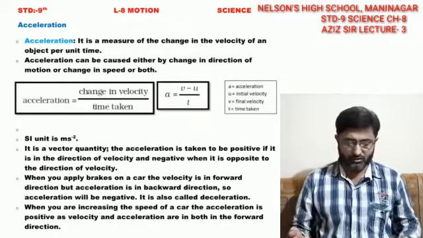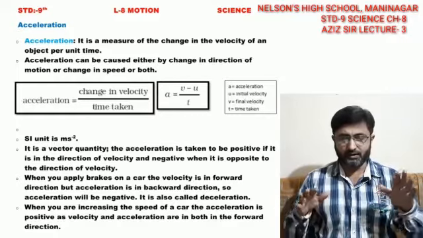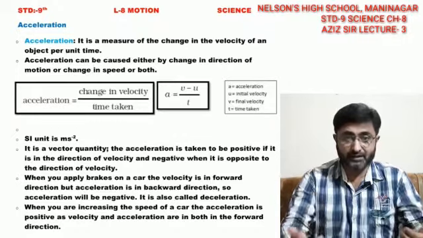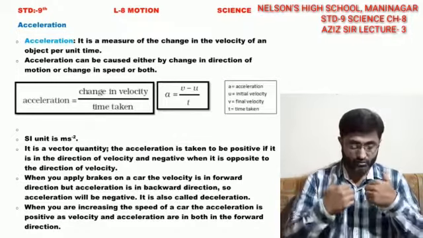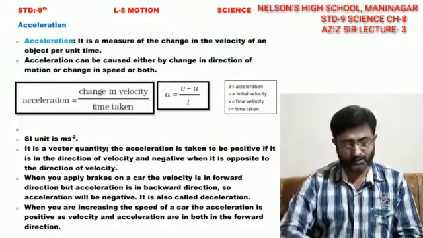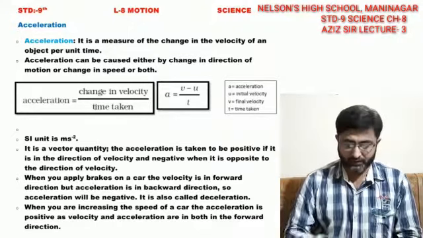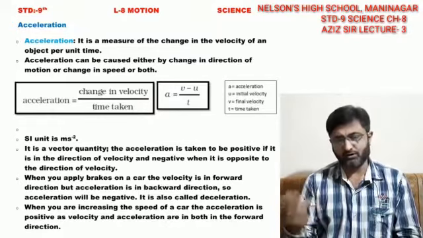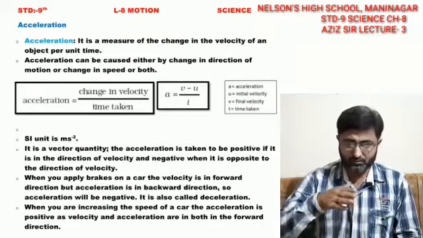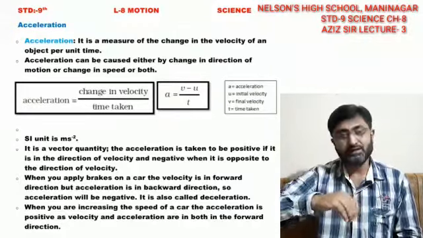Now when you apply the brakes in a car, your velocity is in the forward direction but your acceleration is in the reverse direction, that means you are trying to stop. So here your acceleration will be counted as negative, and this type of negative acceleration is called deceleration. When you increase the velocity in the forward direction, it is always positive, and when you decrease the velocity, it turns negative, because the final velocity will be less than the initial velocity.